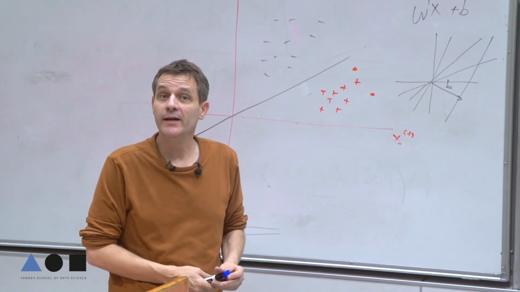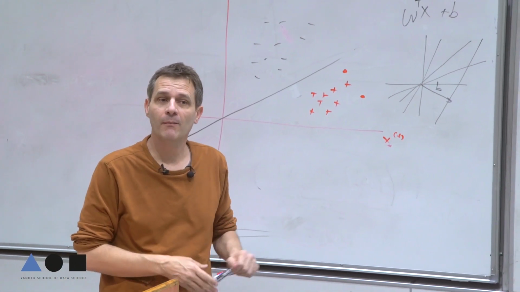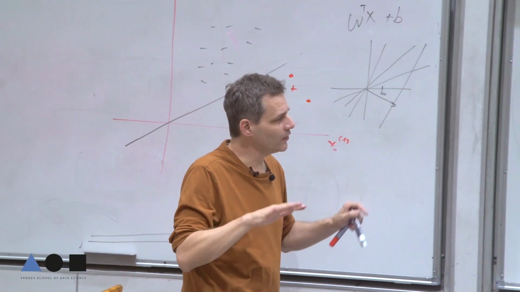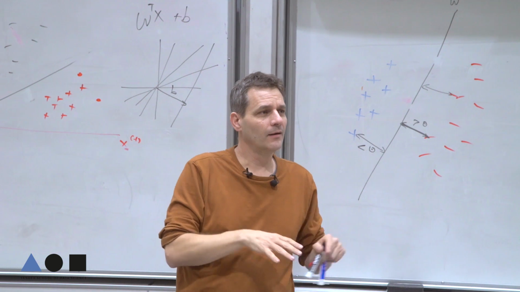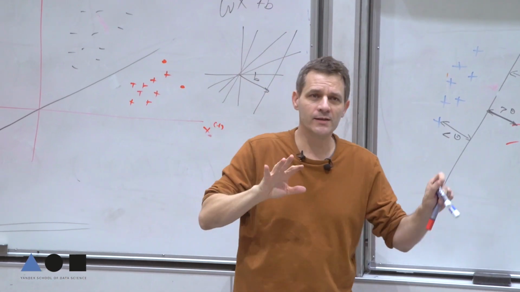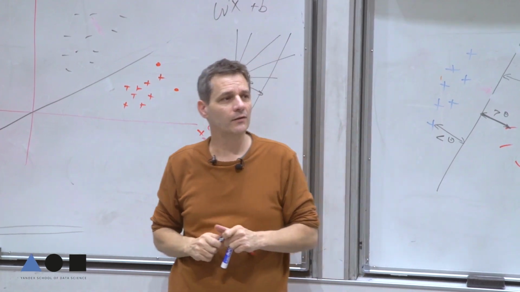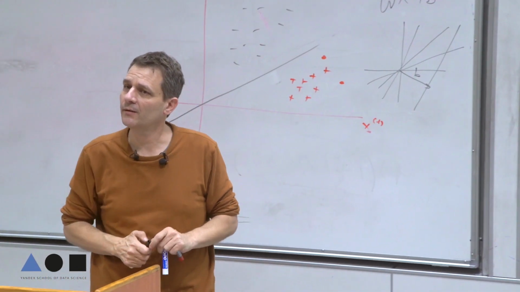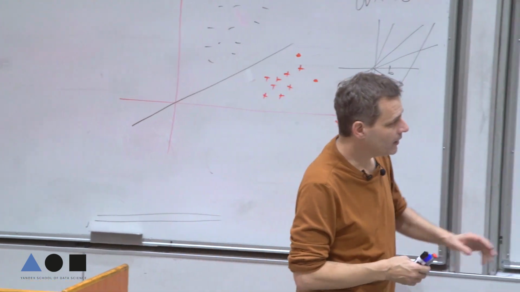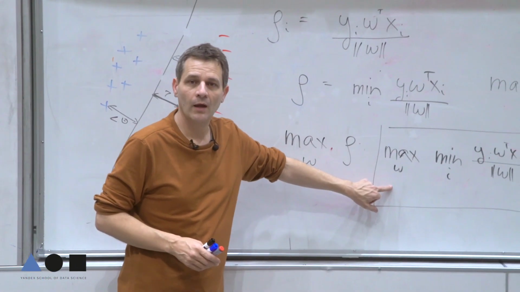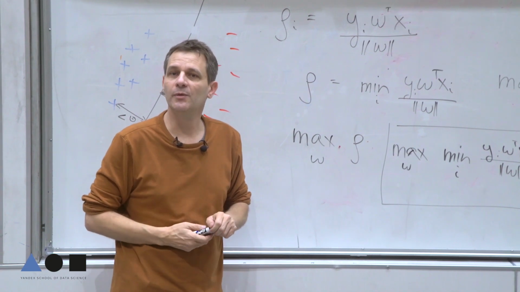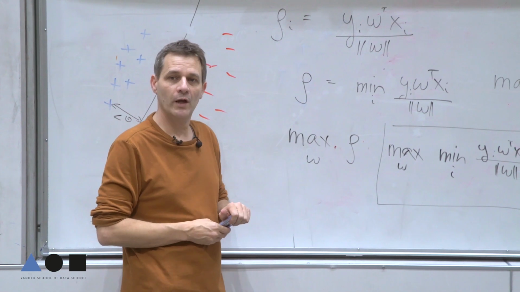Except it's not really clear how to optimize this, right? You have maximum, you have minimum, and these functions are not differentiable everywhere. It's not exactly clear how to optimize this efficiently. So here's what we're going to do. We're going to take this optimization problem and rewrite it in a way that's going to be easier to optimize. OK?